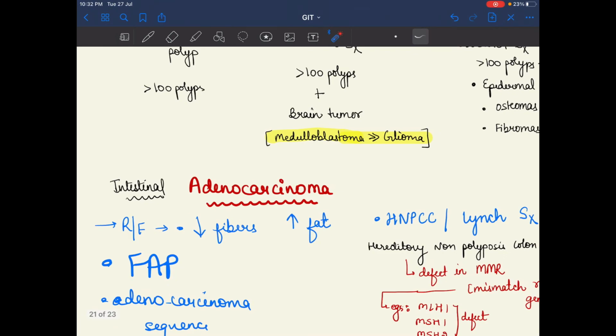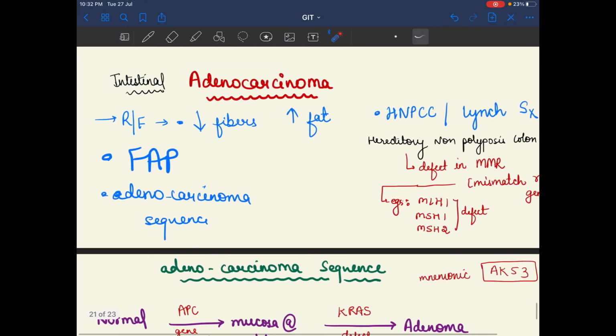Now let's move to intestinal adenocarcinoma. In intestinal adenocarcinoma, as adeno means gland, it is a tumor of the gland.